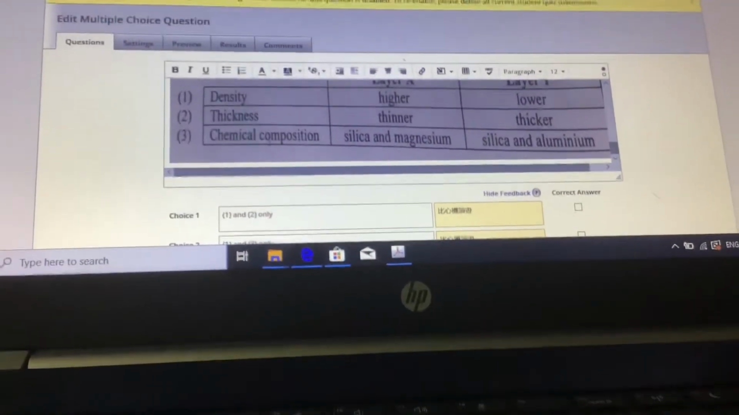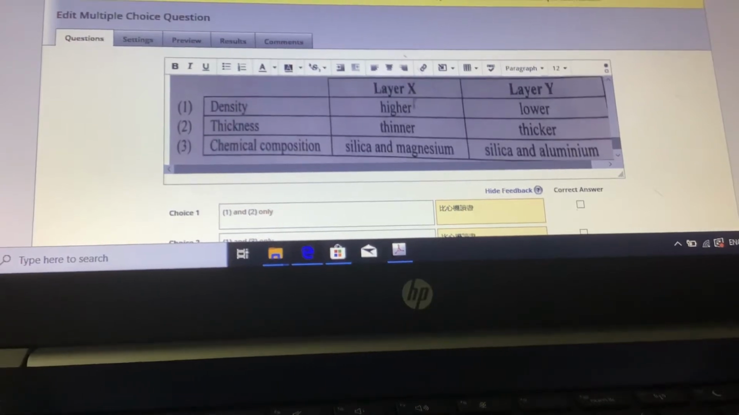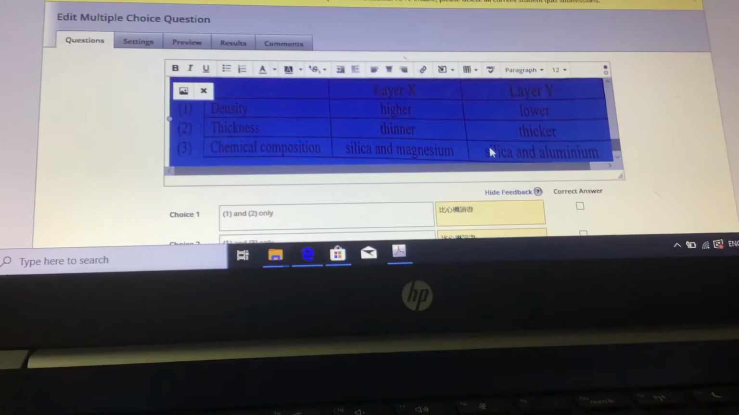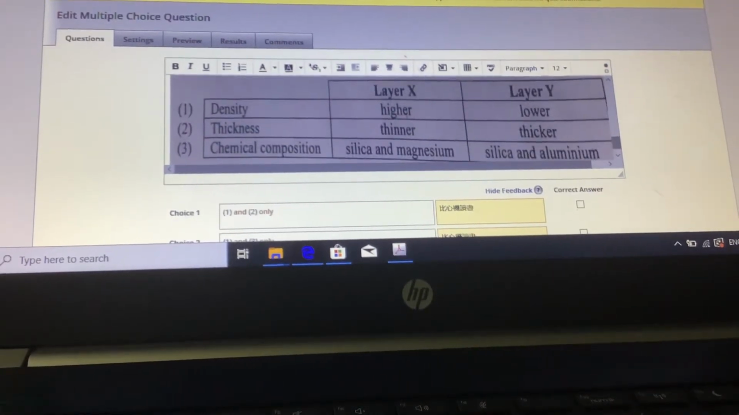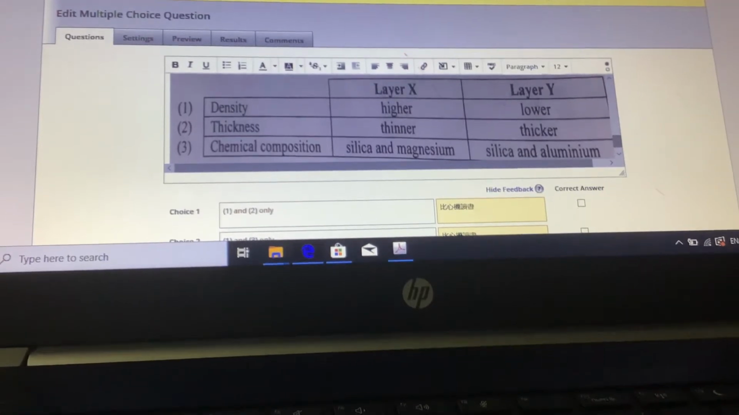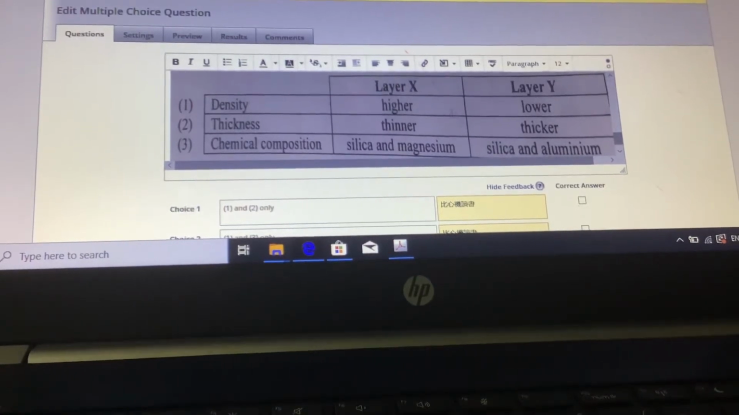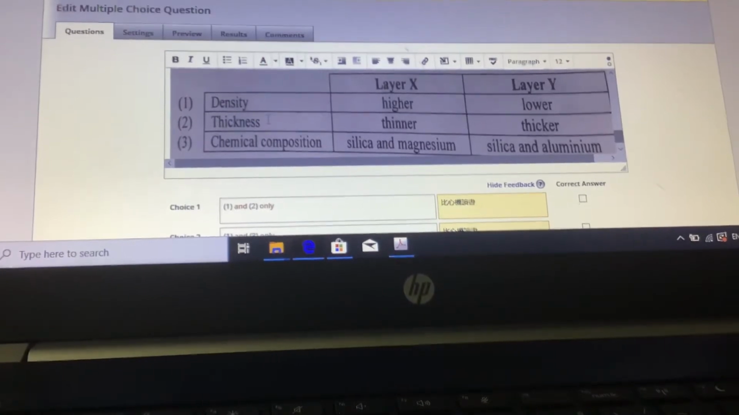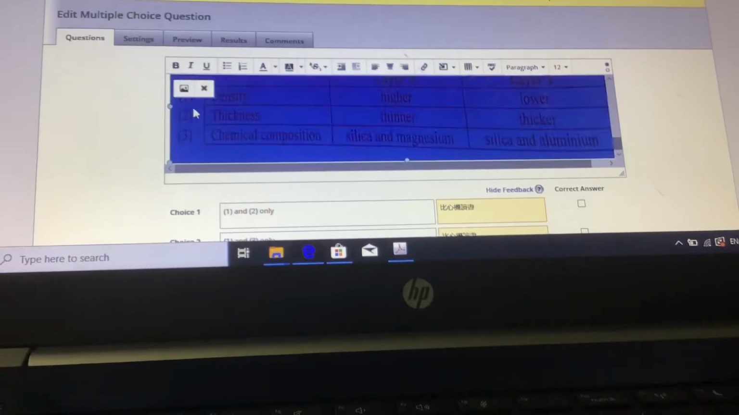You can see the density of X should be higher because X is talking about oceanic crust, and oceanic crust has a higher density. How about Y? Y is talking about continental crust. Continental crust has a lower density. So if number 1 is correct, number 2 will be wrong. In your DSE MC questions there is always something like this.